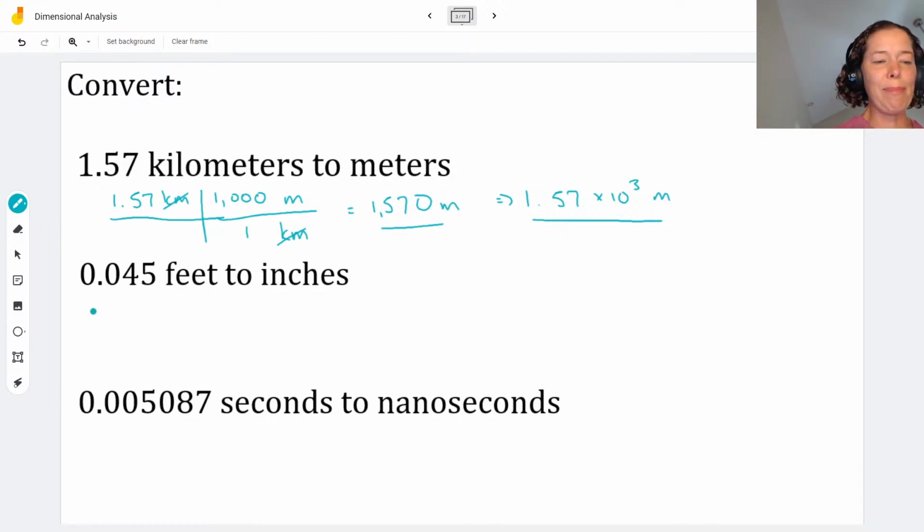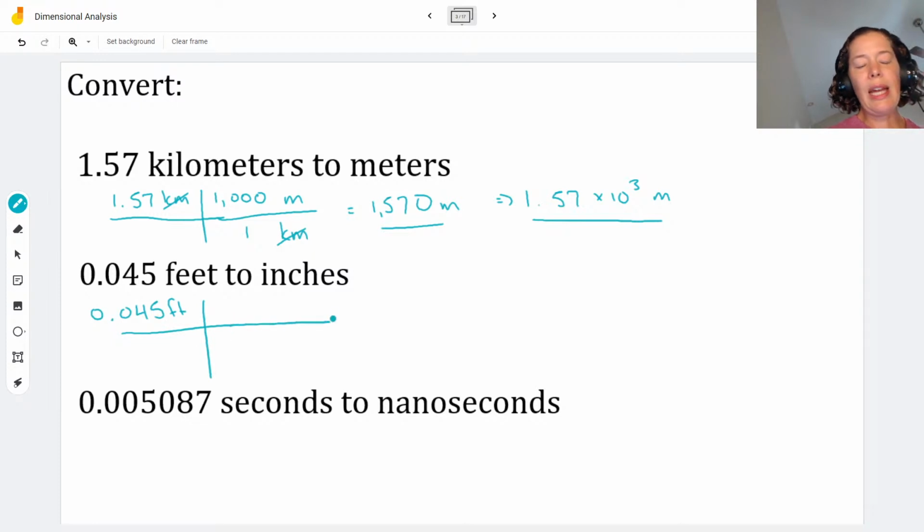Let's go on to the next one. So now we're going feet to inches, 0.45 feet. Again, I want to do my fence posts, and I like to put my units in first to make sure I do the math correctly. So I want feet to cancel. I am going to inches, and of course there are 12 inches in 1 foot. My feet are going to cancel, and I have converted into inches.